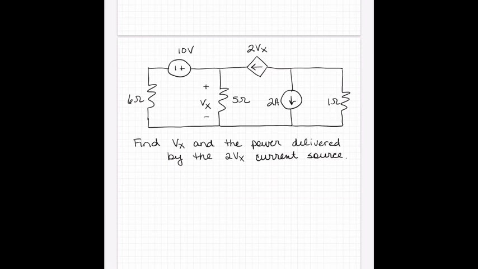So we have a voltage controlled current source in this circuit. So this 2Vx current source provides 2Vx amps to the circuit, but it's controlled by the voltage drop Vx across the 5 ohm resistor with that polarity. Okay, so let's start with some mesh currents. So here is I1, here is I2, and here is I3.